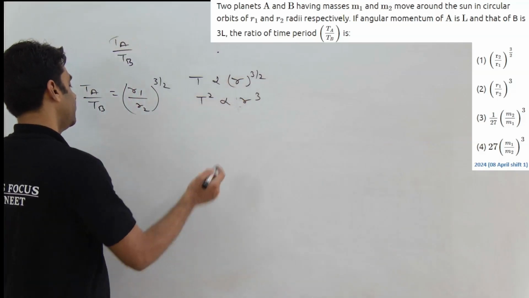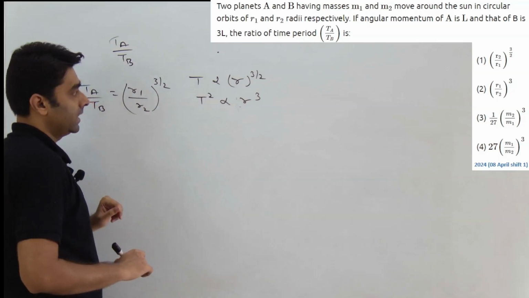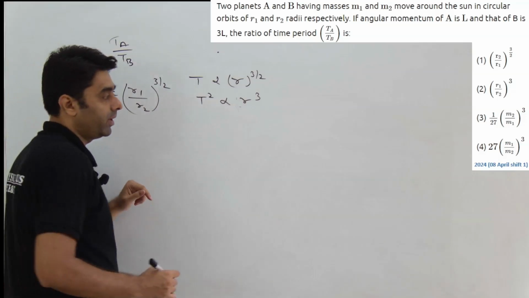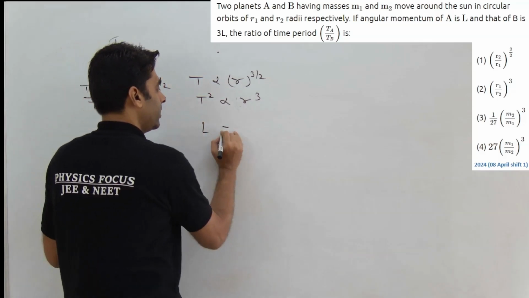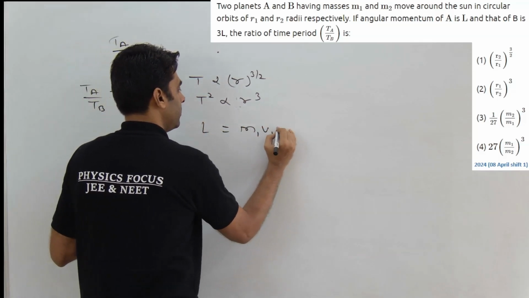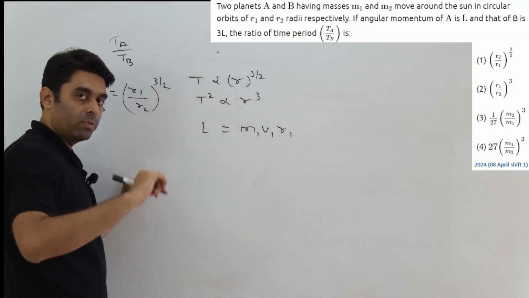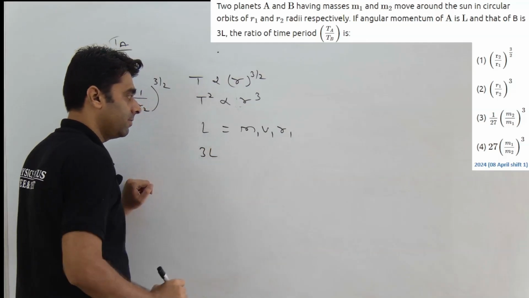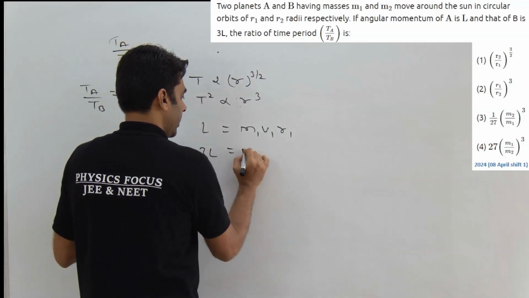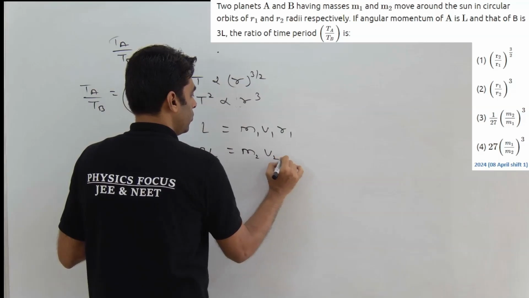See over here, angular momentum is given to us. So for the first, angular momentum is given as L. Angular momentum can be written as m1 v1 r1. Angular momentum for the second planet, 3L is given, which can be written as m2 v2 r2.